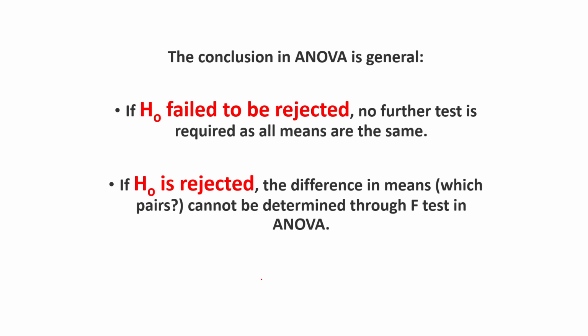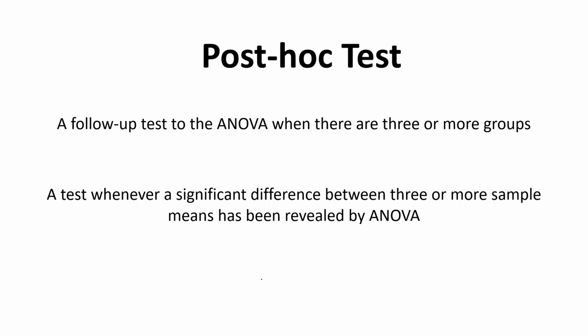If your null hypothesis is rejected and you accept your alternative hypothesis, then you can continue with post-hoc tests to determine which groups of treatments are actually significantly different. So a post-hoc test is a follow-up test to the ANOVA when there are two or more groups. It is used whenever a significant difference between two or more sample means has been revealed by ANOVA. You follow up with post-hoc tests to determine which groups of the treatment are actually significantly different.